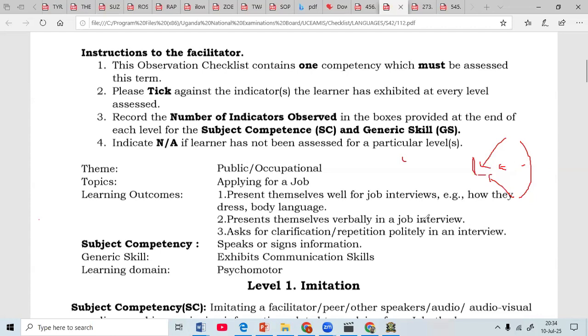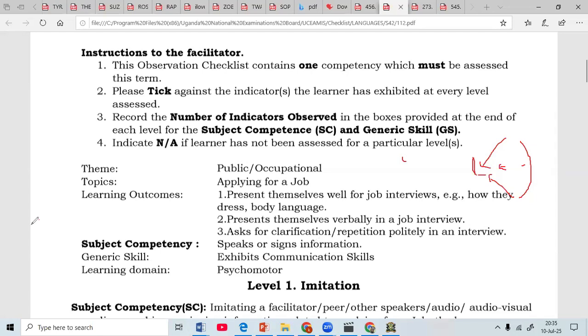Then number 3, you look at asking for clarification and check the emotional bit of it. How does he handle himself? So you are looking at the different learning outcomes that must be achieved. And therefore, if you do that as a teacher, at the end of the day the child is able to speak and you would have achieved the communication skills.